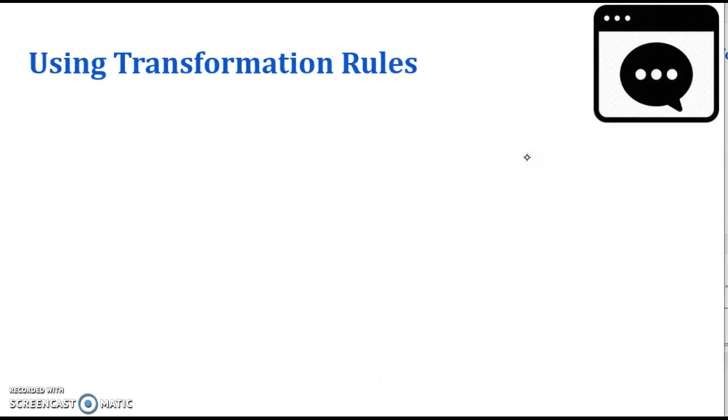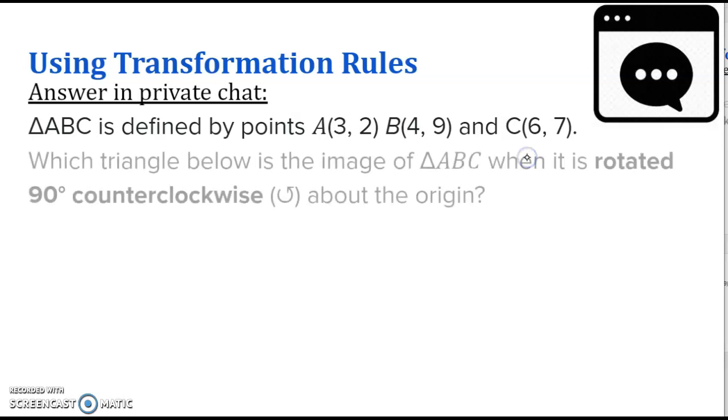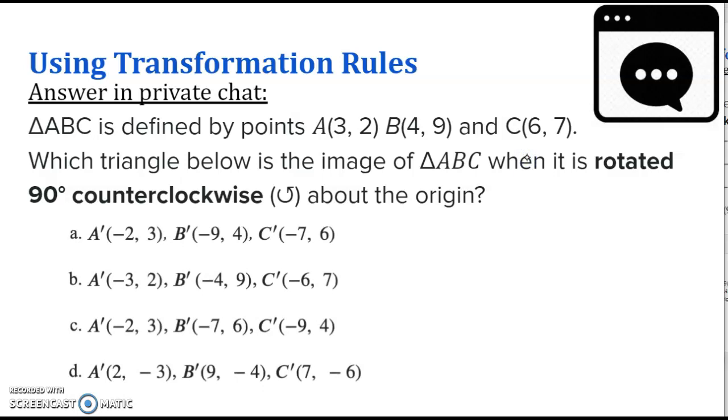Alright, so using transformation rules. So answer in private chat. If you are given this triangle ABC as defined as these 3 points, which triangle below is the image of triangle ABC when it's rotated 90 degrees counterclockwise about the origin? Okay, so you can use the rule to figure out which is the correct one. The answer will be in 3, 2, 1.